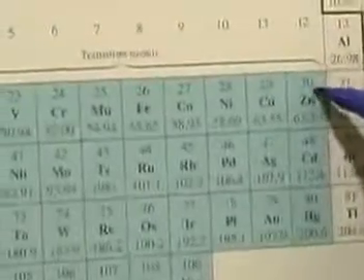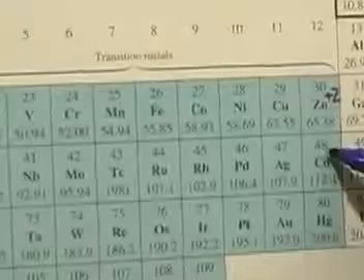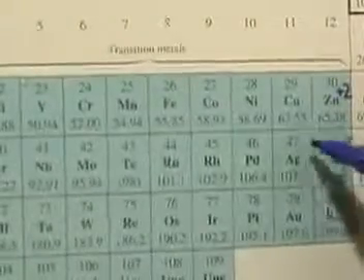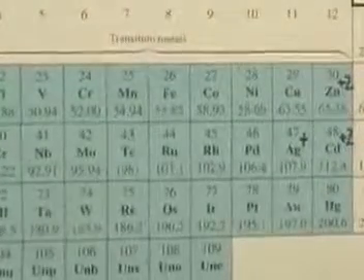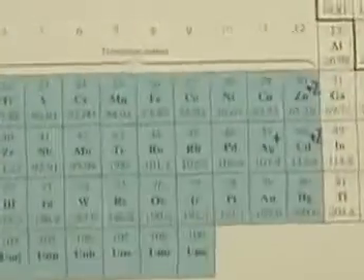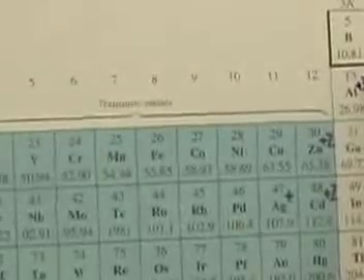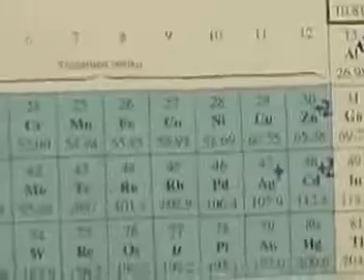Zinc is always +2 and never needs a Roman numeral. Cadmium is always +2 and never needs a Roman numeral. Silver is always +1 and never needs a Roman numeral. Those are the 3 exceptions. Everything else needs a Roman numeral. Oh, I'm sorry, one other exception. Aluminum is always +3. Those 4 are exceptions, and you should memorize what those charges are.